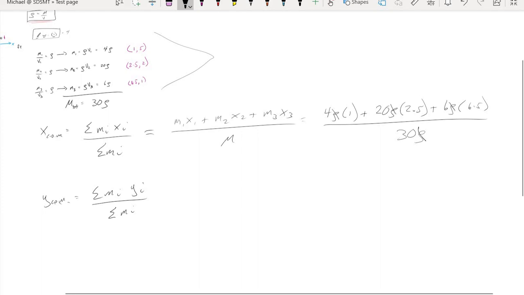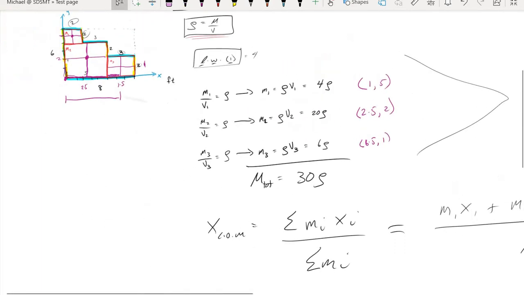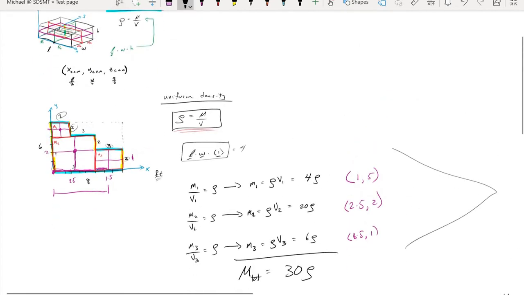So we'll put these into our calculator. We have 4 times 1, which is 4, plus 20 times 2.5, plus 6 times 6.5. That gives us 93 all over 30 equals 3.1. Now all of the dimensions that we had for this piece of sheet metal, we said that we were using feet. So now we know that the x component of our center of mass is at a value equal to 3.1 feet.